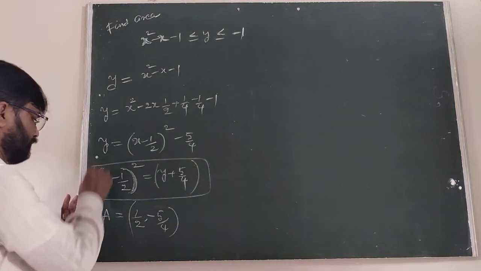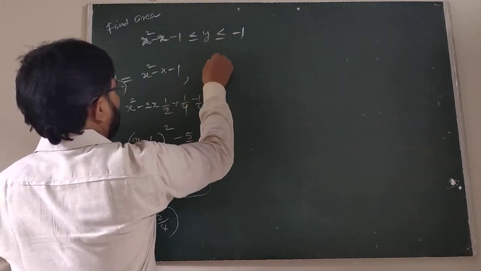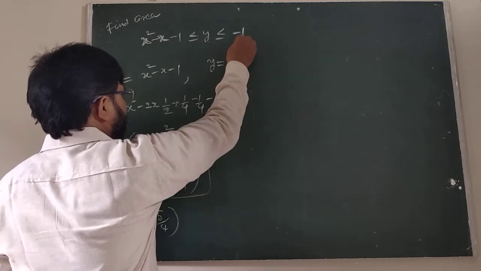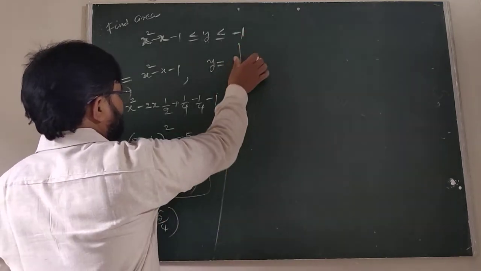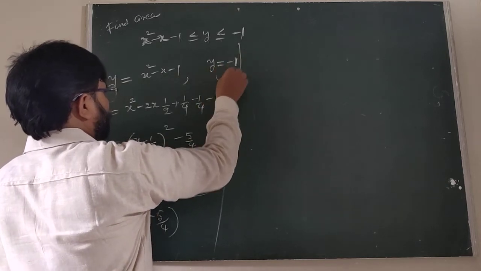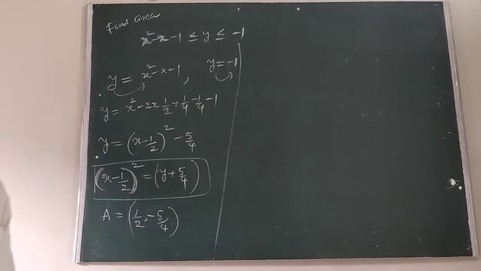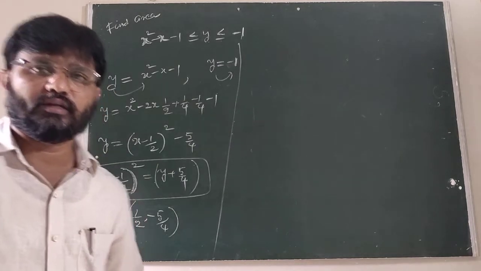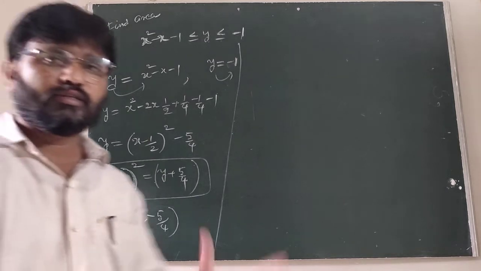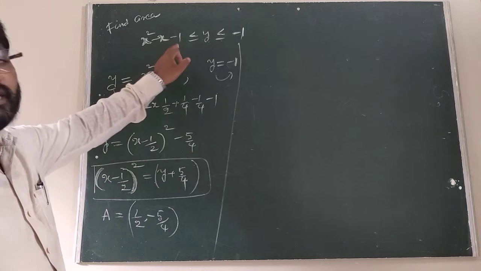Okay students, this is the parabola. After that, another one is given that y is less than or equal to minus 1. Dear students, here one of the graphs is y equals minus 1. Another graph is y equals x square minus x minus 1. Then we have to find the bounded region, but here no boundaries are given.